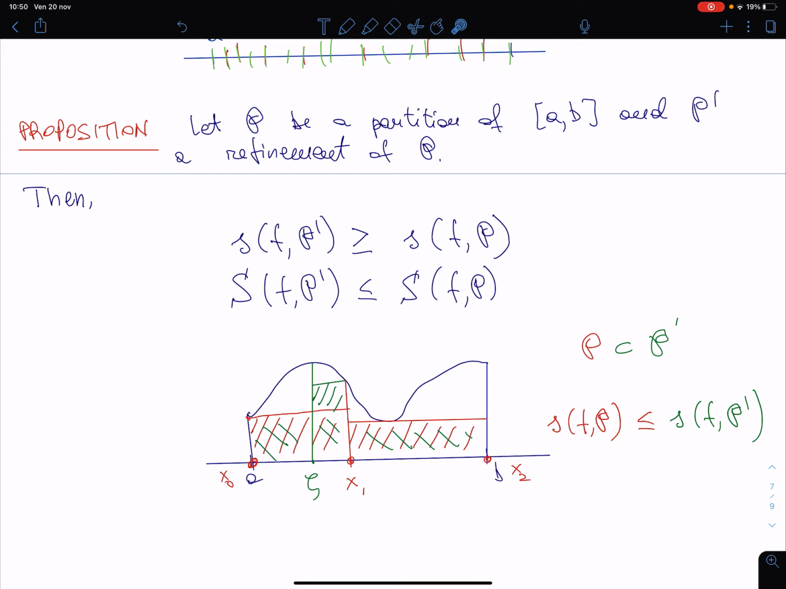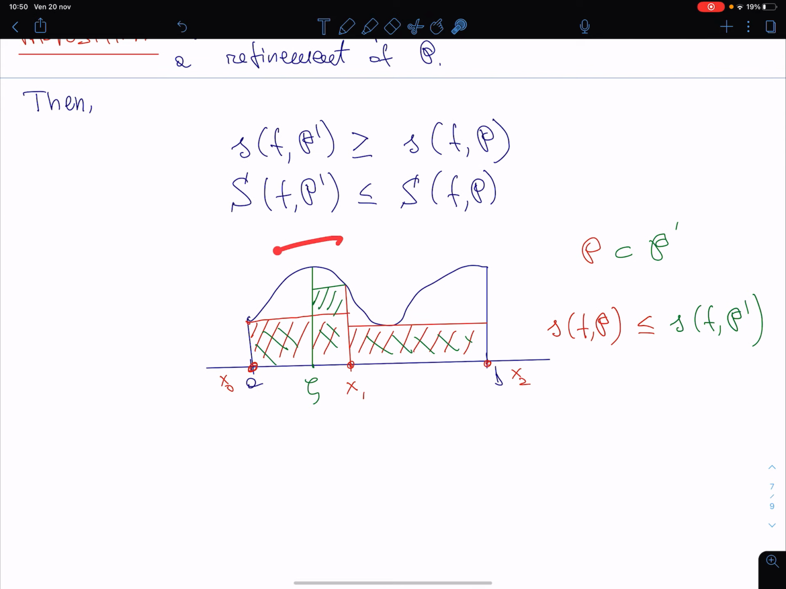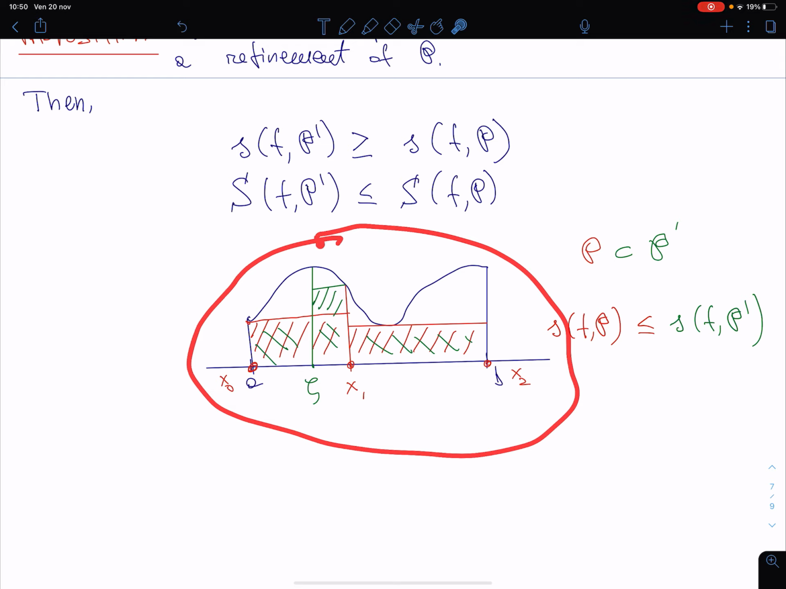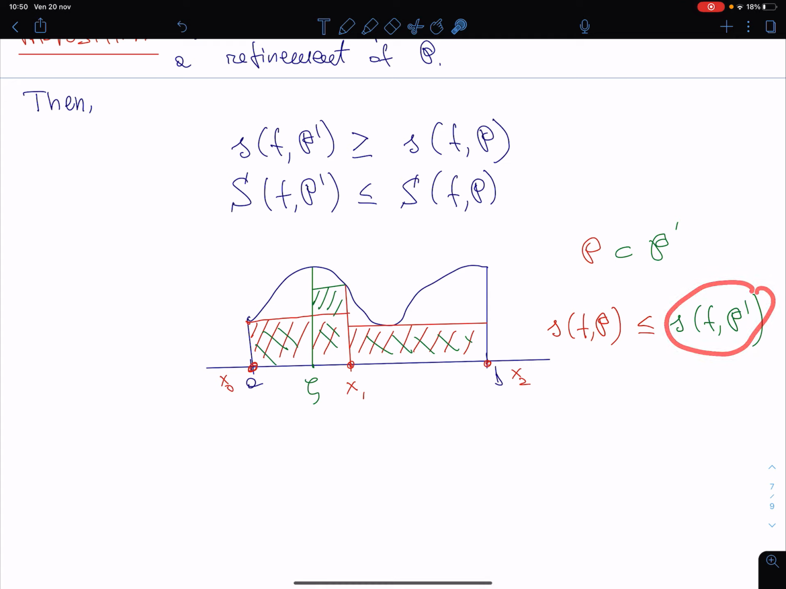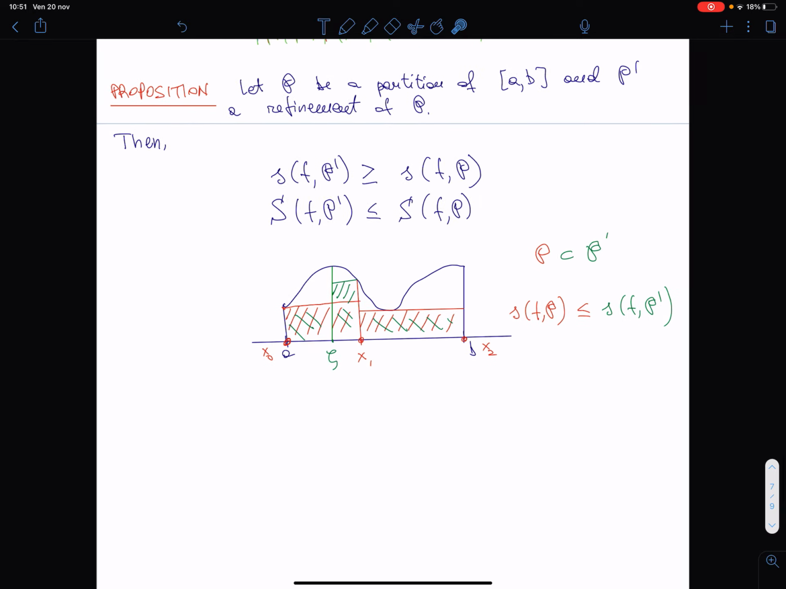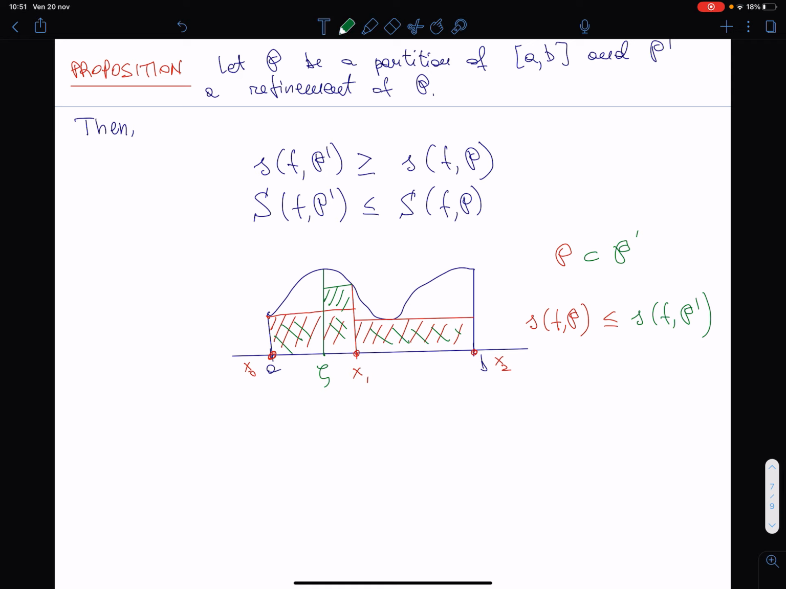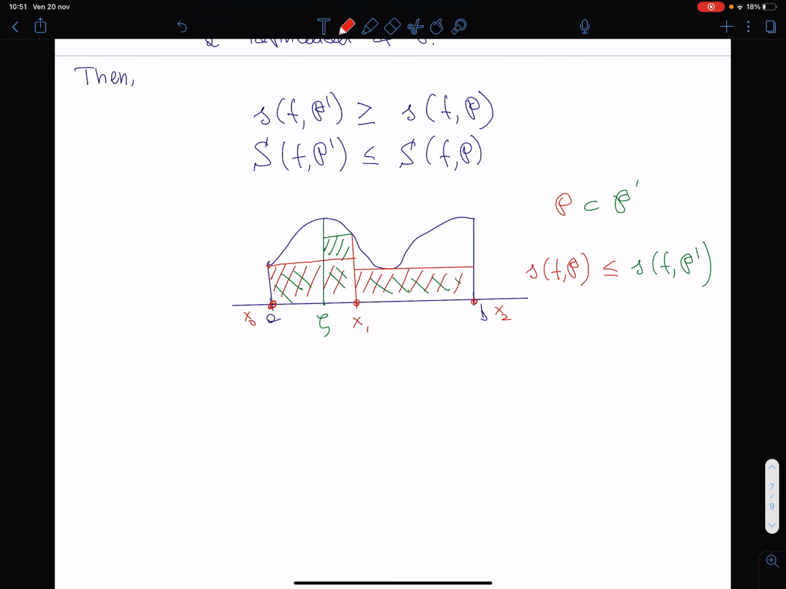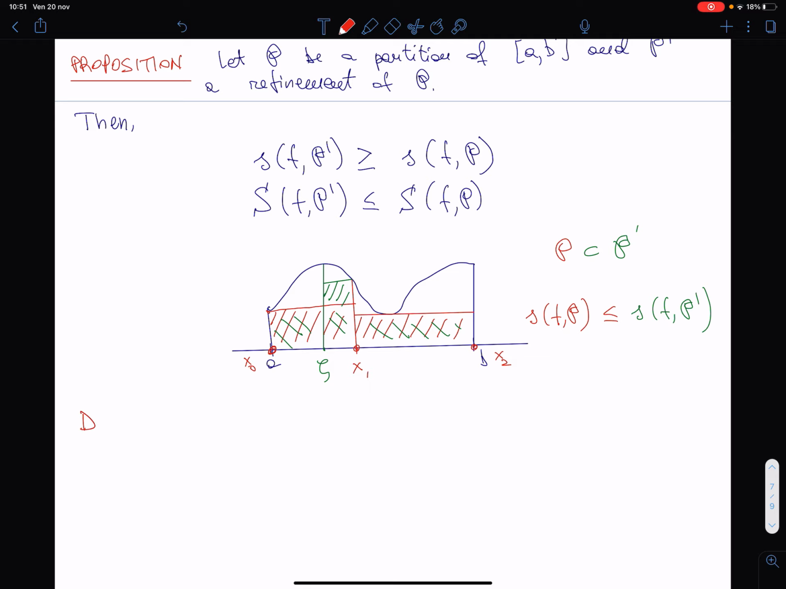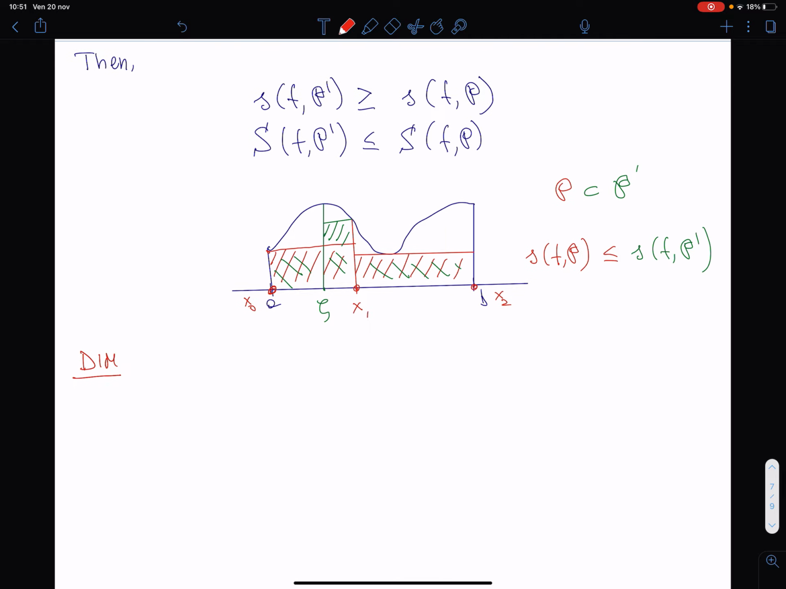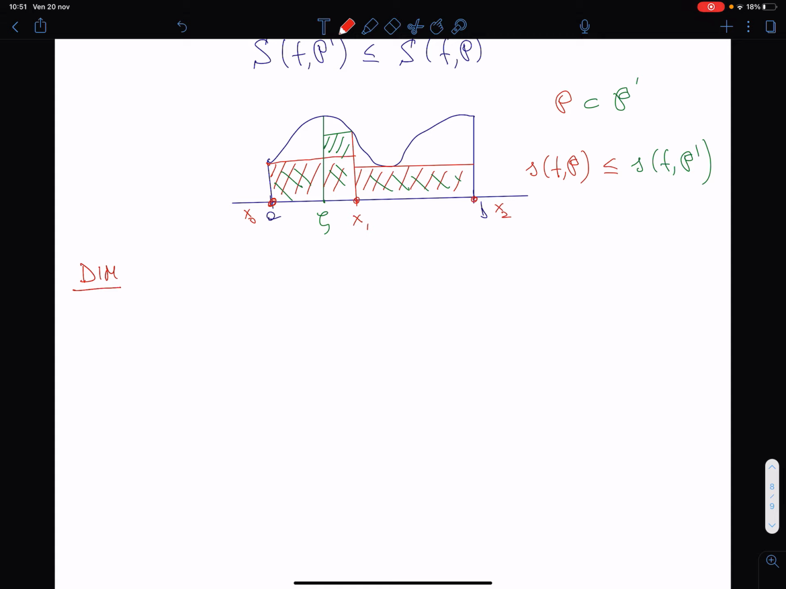So a refinement makes the approximation better, and you can also adapt this picture in order to see the same phenomenon with upper sums. Of course, the green upper sum will be lower than the red upper sum, because the lower an upper sum is, the better it is. So let us prove it. This is intuitive, we want to prove it. The proof can be somewhat boring, but I will try to make it clearer than a picture, and as clear as I can, at least.